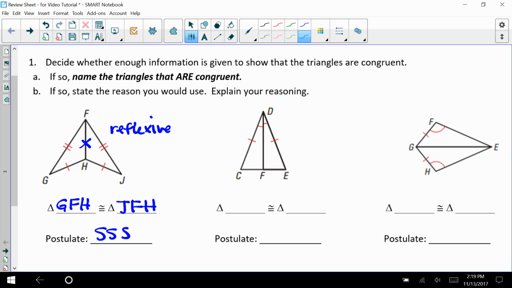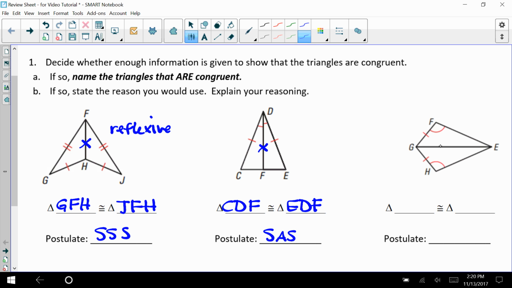JFH. Here again, DF is congruent to DF through the reflexive property, but the triangles themselves are congruent through side, angle, side. Notice how the angles between the two sides, the congruent angles are between the two sides. So we have triangle CDF is congruent to triangle EDF.